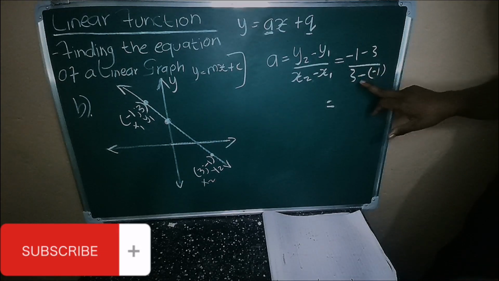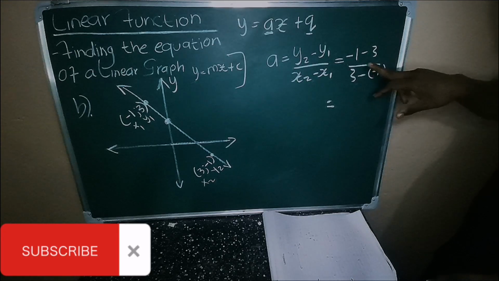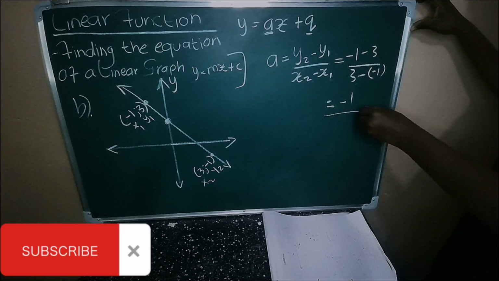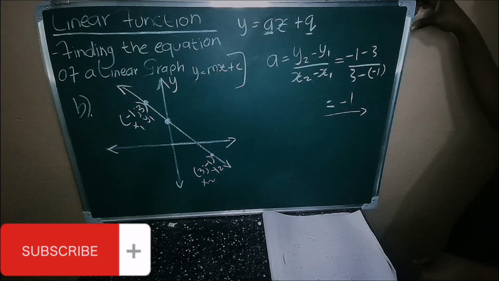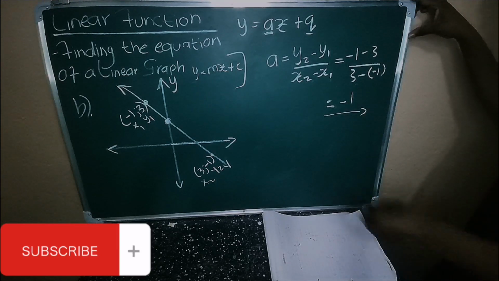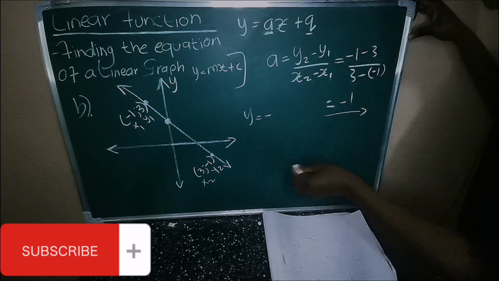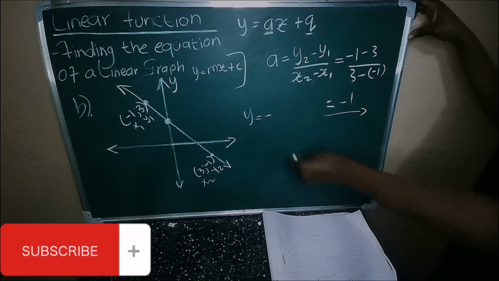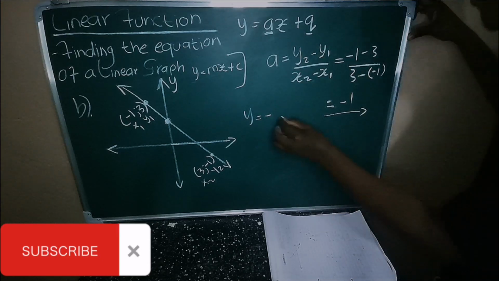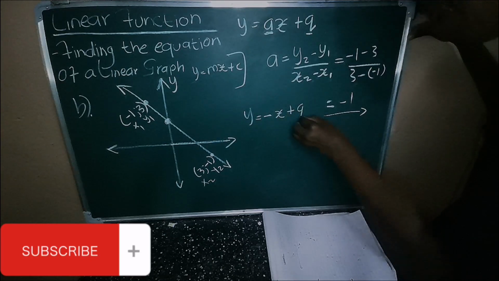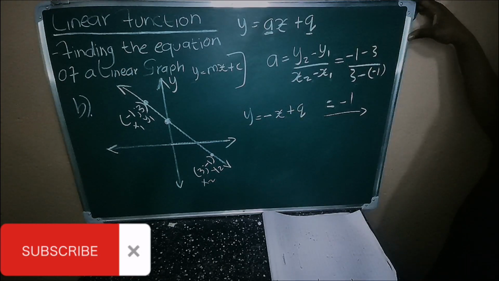-1 minus 3 is -4. Negative times negative, you put that about 3 plus 1 is 4. Okay? So it is negative 4 divided by 4, which is negative 1. I hope you guys get it. Yes, correct. Therefore, our equation is going to be y is equal to minus. I get for a, you put in minus 1. Minus invisible 1. Minus x plus q. Very simple.